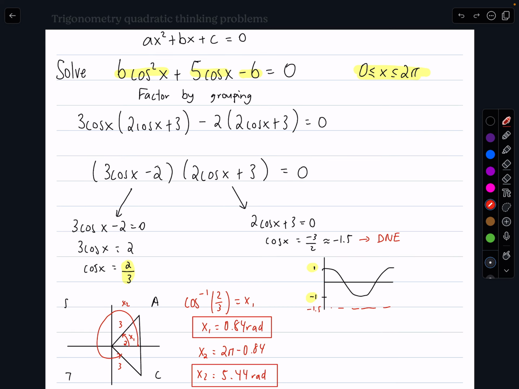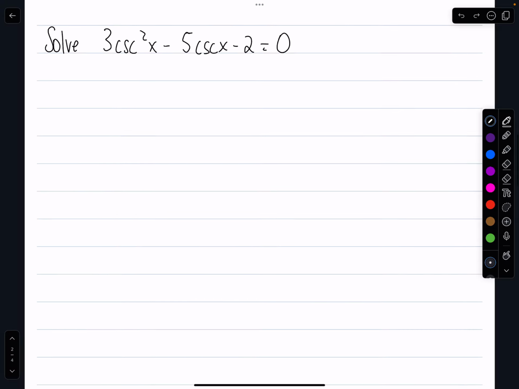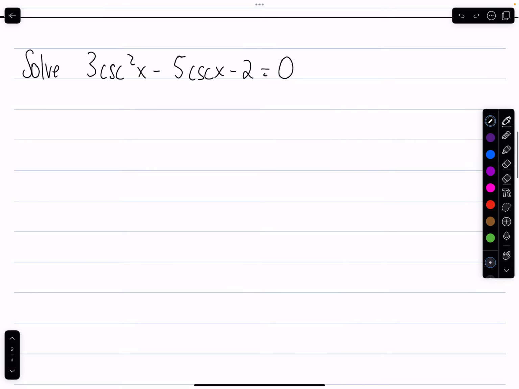So let's move on to another type of question, similar concept, but let's try another example. So over here, we have 3 cosecant squared x minus 5 cosecant x minus 2 equals 0. The only difference between this type of question and the last type of question is that we're not using cos or sine. We're actually using the reciprocal, which is cosecant x. So the same process is what we do, but there's a little bit of a difference, and I'll show you that as we go on through the question.